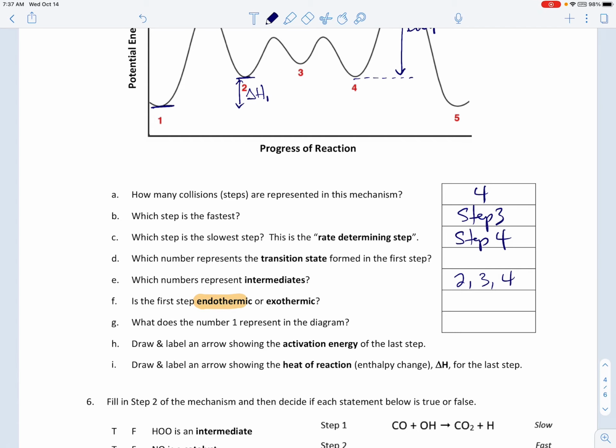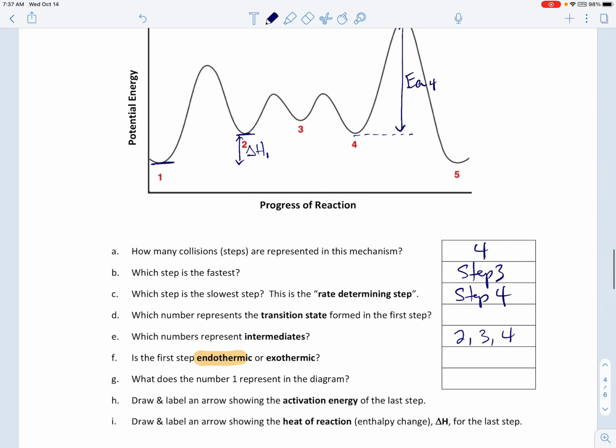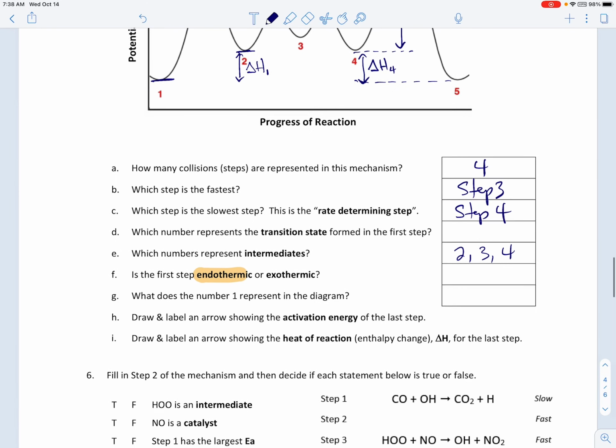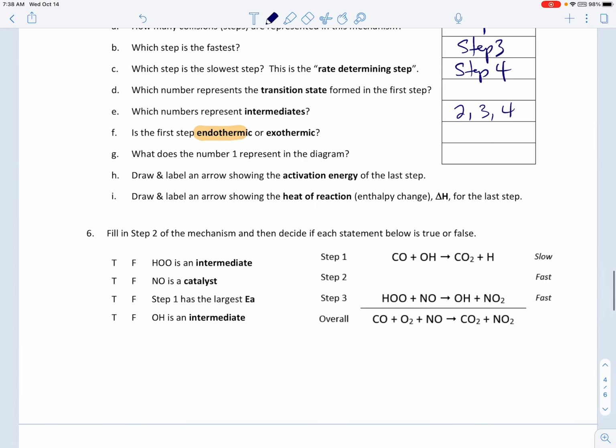EA4. And the heat of reaction, the delta H for the last step, well, the last step began here and it finished at this energy level, so the difference there is delta H for step 4. And notice in step 4, the products are lower energy than the reactants, so step 4 would have been exothermic. It would have a negative delta H value.